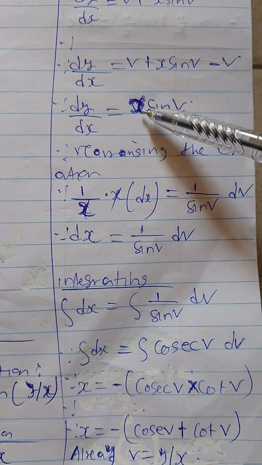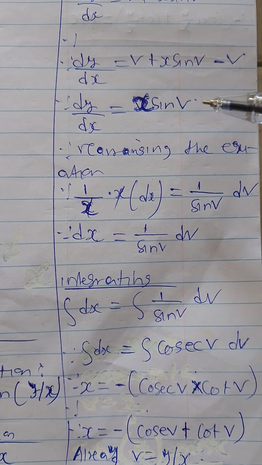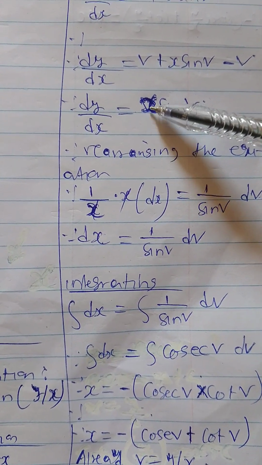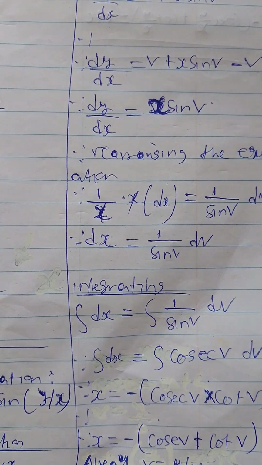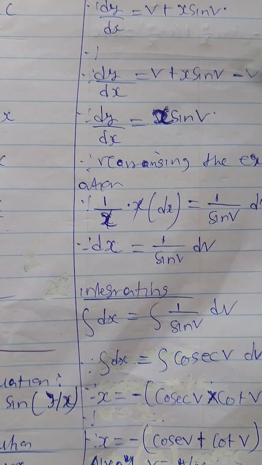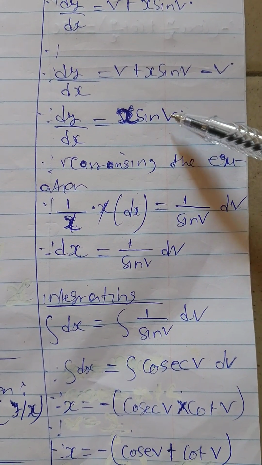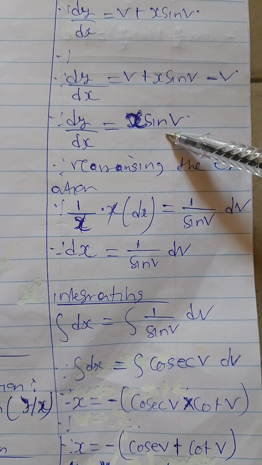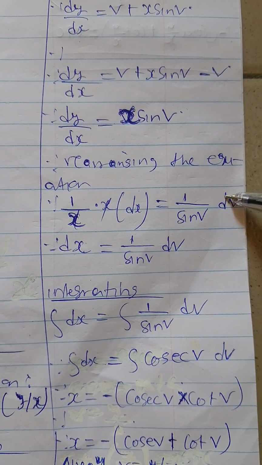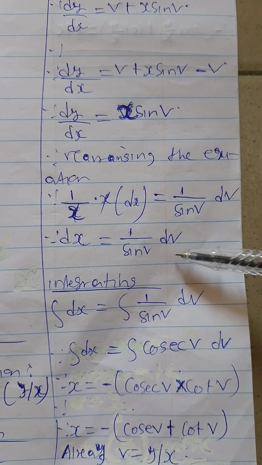To solve it, in this expression we have an extra x here. I know that dx is always 1 over x dx, so I have to multiply 1 over x dx by this extra x. That becomes 1 over x times x dx equals, taking the inverse of sine v, the same thing as 1 over sine v dv. You understand? So x cancels out, remains only dx equal to 1 over sine v dv.